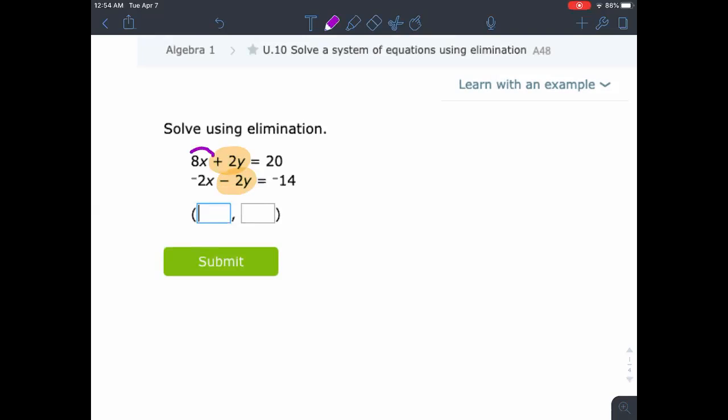So you can add the 8x and the negative 2x, giving you 6x. The positive 2y and negative 2y already cancel out. And the 20 and the negative 14 equals 6. And then we solve for x and get that x equals 1.